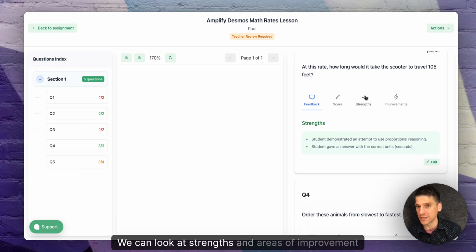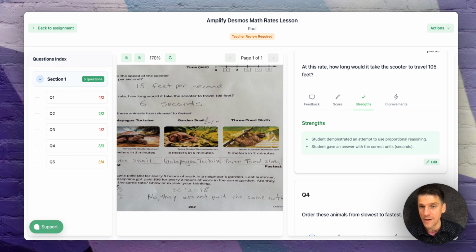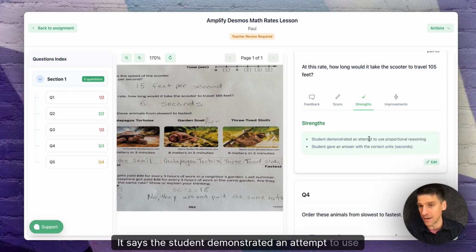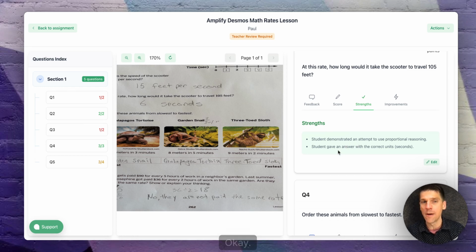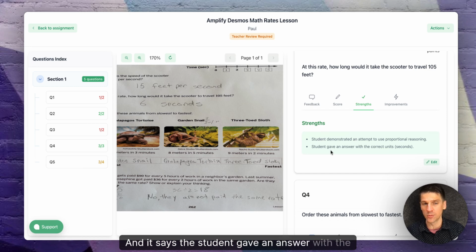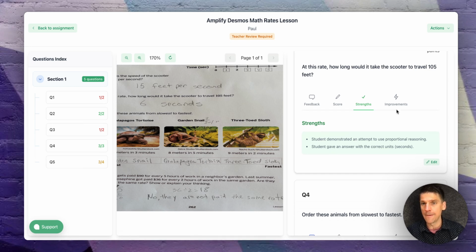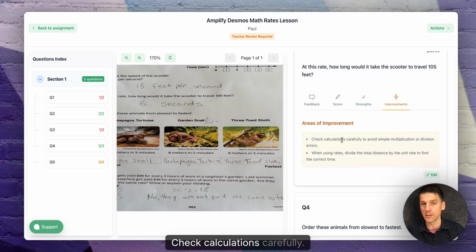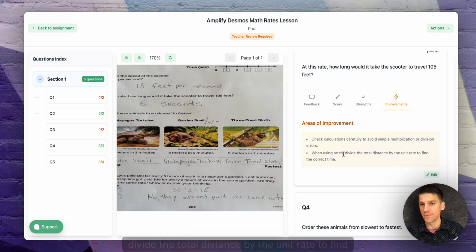We can look at strengths and areas of improvement for more information. It says the student demonstrated an attempt to use proportional reasoning, okay? And it says the student gave an answer with the correct units, okay? Let's look for areas of improvement. Check calculations carefully. When using rates, divide the total distance by the unit rate to find the correct time.